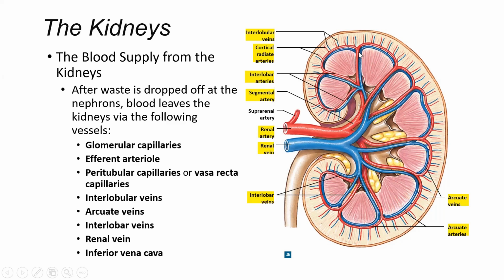And then that communicates to the interlobar vein, the vein that is running in between the renal columns here. That then communicates to the renal vein, and then that goes right back to the inferior vena cava, okay? So that is how blood goes into the kidneys, is filtered through the glomerulus, and then makes its way back out into the inferior vena cava.